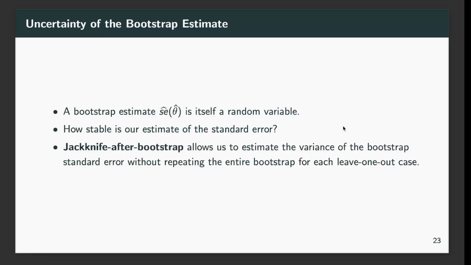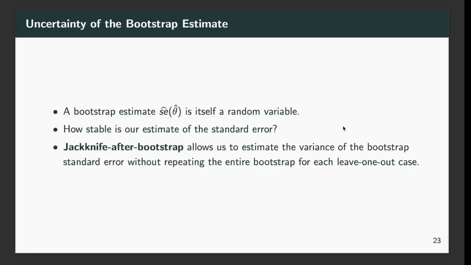When we run the bootstrap and compute the estimated standard error, what we get is a random quantity, and it will depend on which bootstrap samples were drawn. So if we run the bootstrap again and again with different random seeds, we will get a slightly different value of the estimated standard error.